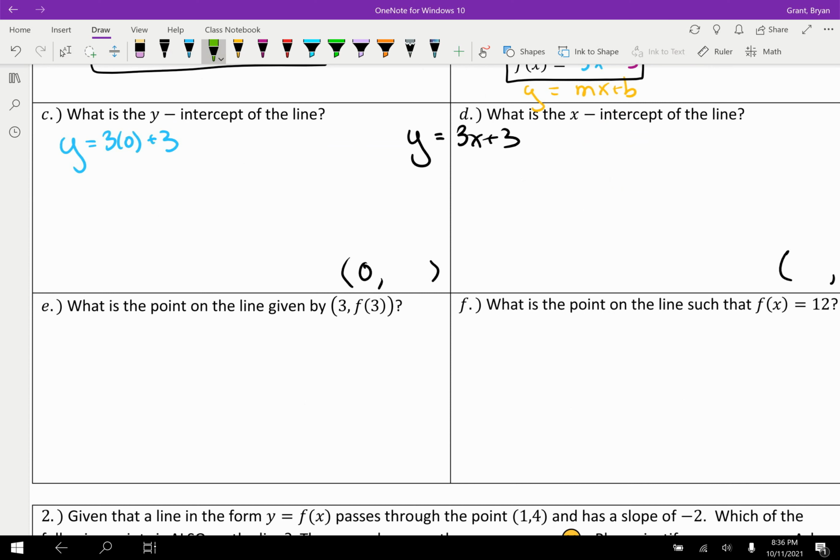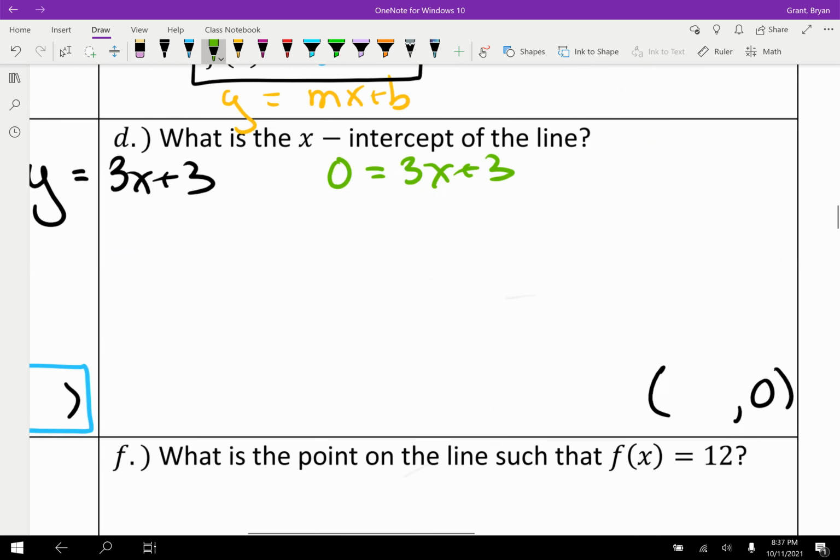How do you find the x-intercept? Well, you do the same thing except you replace y with 0. The way you solve each of these is actually a little different too, because in part C, y is already by itself, so we're just simplifying the right side. And when you simplify, you find it's 3. In fact, that was kind of a silly question because this is already in slope-intercept form, and slope-intercept form tells you the y-intercept. It doesn't tell you the x-intercept, though.